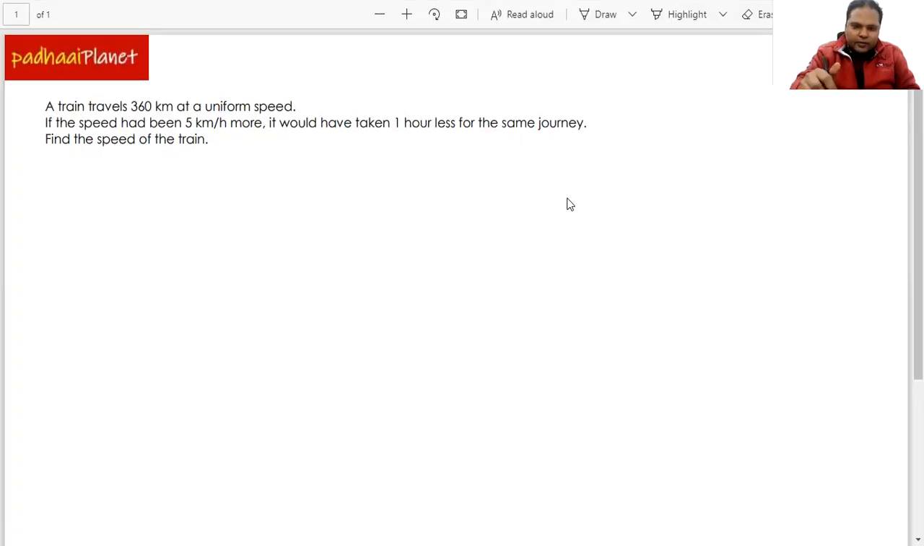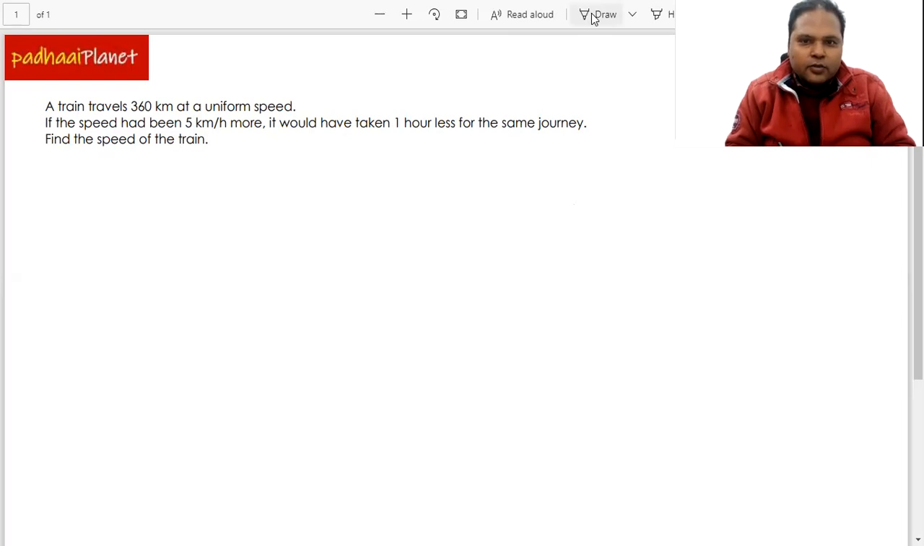Let me just share my screen so that we can start solving the question. Right, so here we have the question, and it says a train travels 360 kilometers, so that's the distance which is given here. A train travels 360 kilometers at a uniform speed. Now, if the speed had been 5 kilometers per hour more, then it would have taken 1 hour less for the same journey. Now, we need to find out the speed of the train.